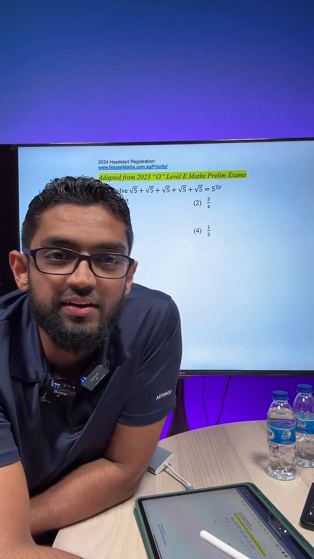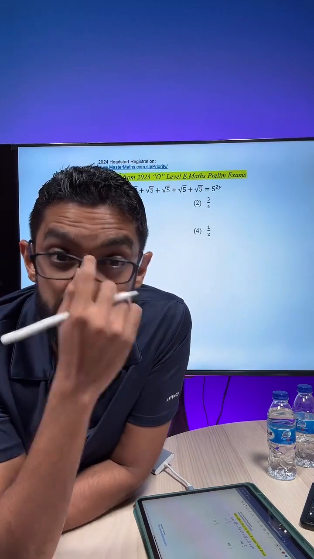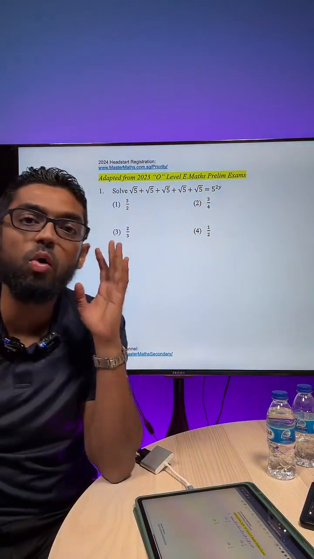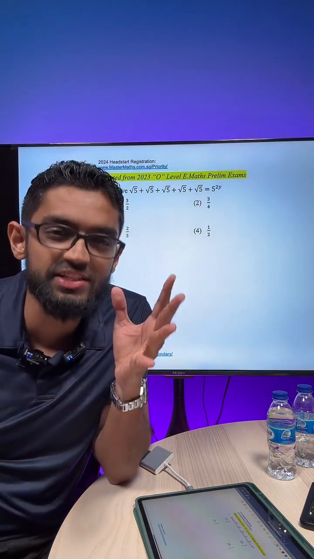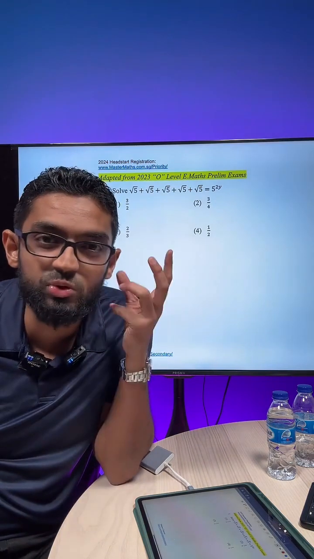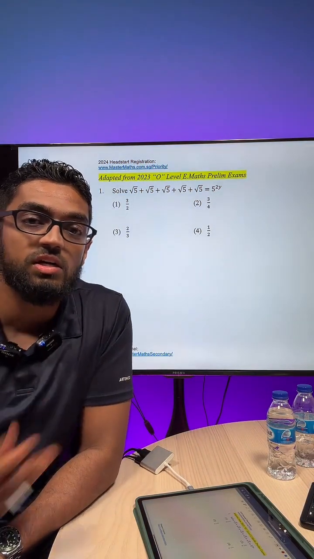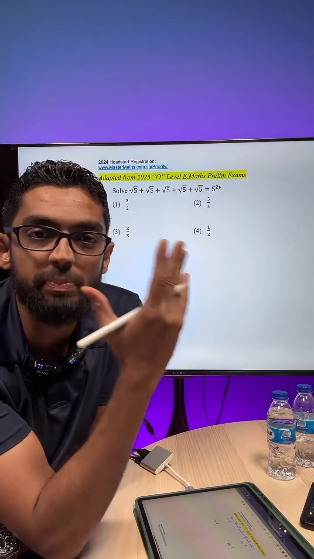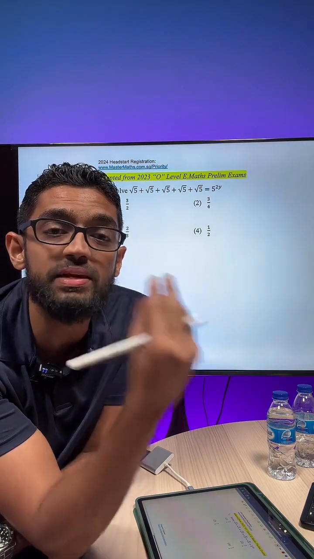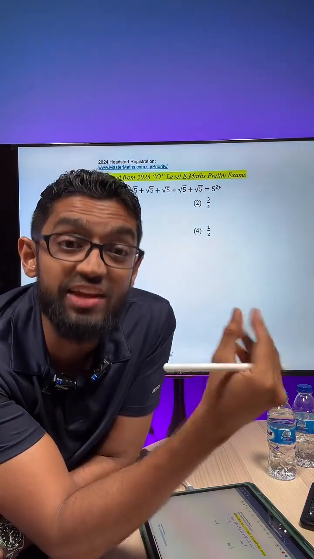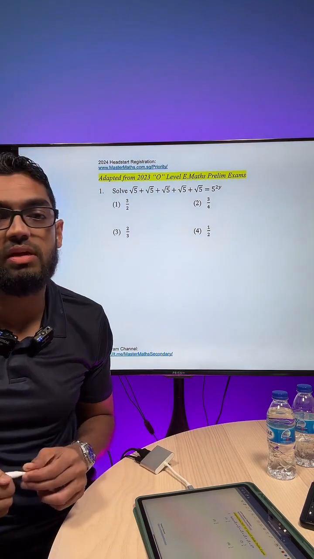Fantastic. Those who are at home watching with your phones, what is the answer for this question? You've got O-level math prelims, but some of you from the younger generations, from Sec 1, Sec 2, perhaps Sec 3, can also solve this. Solve root 5 plus root 5 plus root 5 plus root 5 plus root 5 equals 5 to the power of 2y. How do you find the value of y? Is it option 1, 2, 3 or 4?